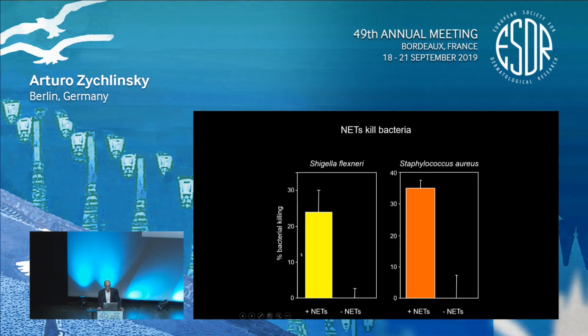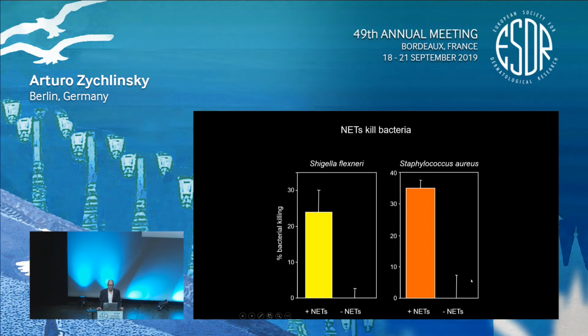And we compare how many bacteria we put in and how many bacteria survived. And when we do this in neutrophils where the nets are present, we can see here that in 20 minutes the nets kill in a culture around 25% of a Shigella culture or 35% of a Staphylococcus culture. If we destroy the nets with DNases before we infect them, then there is no antimicrobial activity.